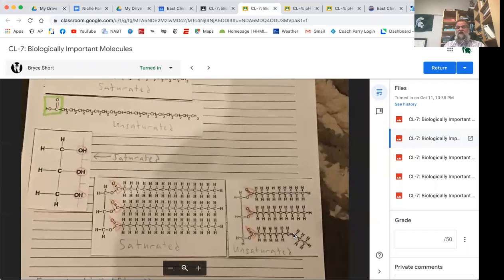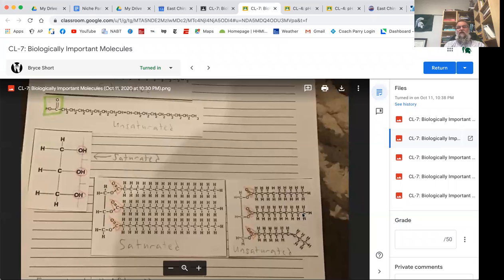If you have at least one double or triple bond, here we have a double bond, it puts a kink in the molecule. That kink prevents it from condensing too tightly, and it leaves openings for enzymes to get in and do a better job of digesting. So unsaturated fats, because they have these kinks and cannot condense so tightly, tend to be liquids at room temperature, like oils. They're much easier for us to digest and process.